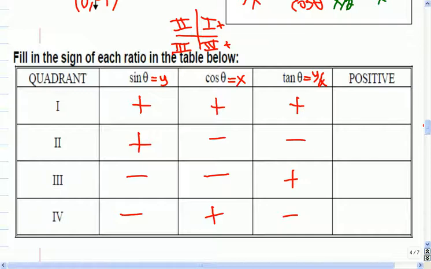So let's figure this out. Who's positive in quadrant 1? Well, they all are. Who's positive in quadrant 2? The sine is. The tangent is here. And the cosine is here.